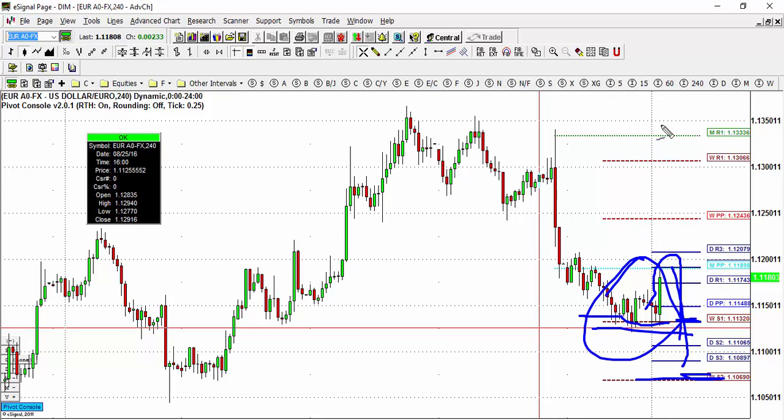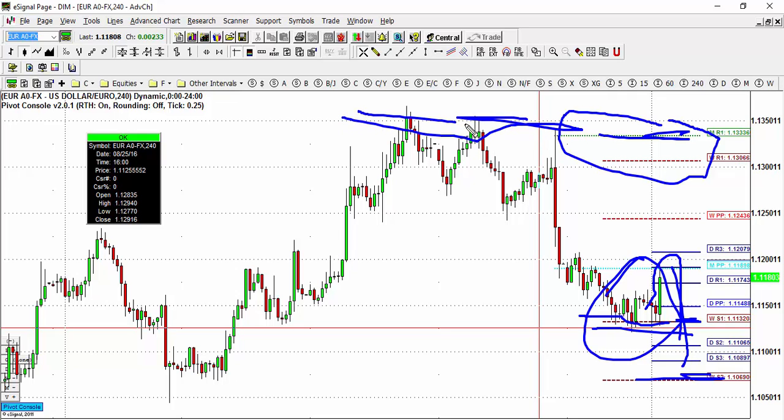Conversely, the monthly pivot points are out, and we see that this 113.36 level on the euro is where the monthly R1 is. And as you can see, it also coincides with some previous highs in the market. So if the market does rally up to this point, we'll be keeping a close eye on this 113.36 level.